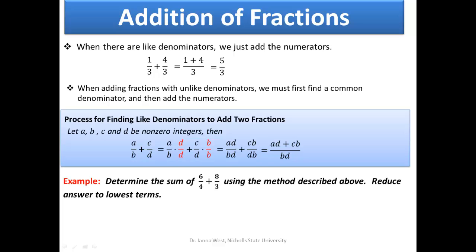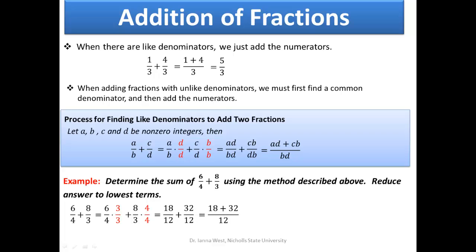Determine the sum of 6 over 4 plus 8 over 3 using the method described above. We will reduce the answer to lowest terms. Starting with 6 over 4 plus 8 over 3, and using the process above, we will multiply the first fraction by 3 over 3, and we will multiply the second fraction by 4 over 4. Now multiplying the numerators and multiplying the denominators, we get 18 over 12 plus 32 over 12.